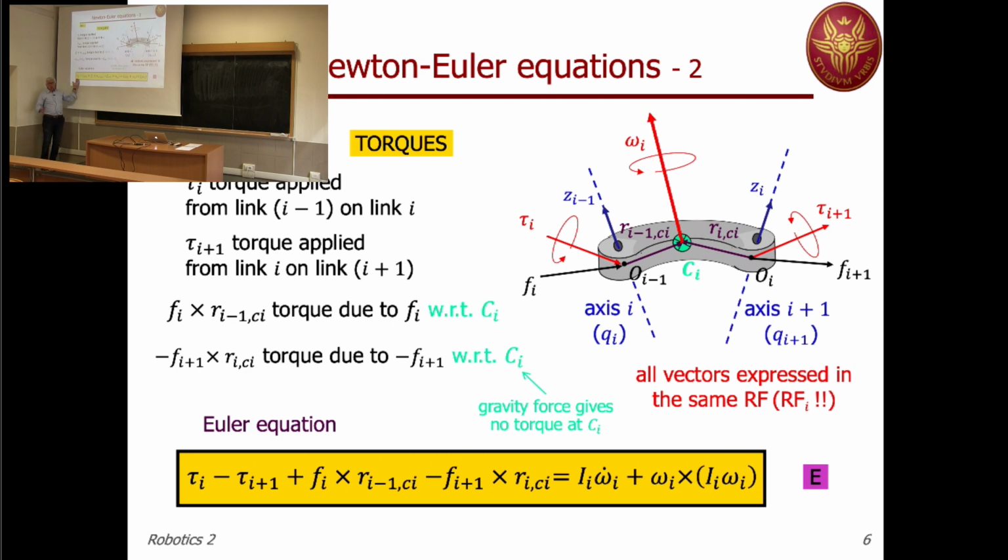So we have the torque transmitted from link I-1 to link I, the torque transmitted from link I+1 to link I, so it's minus the one transmitted from link I to I+1, and then the contribution of the two torques generated by the forces, Fi cross product Ri-1 Ci, and then minus Fi+1, because again we are reversing through the principle of action and reaction this force as acting on the link I, vector Ri/Ci. And this is equal to the variation of the angular momentum.